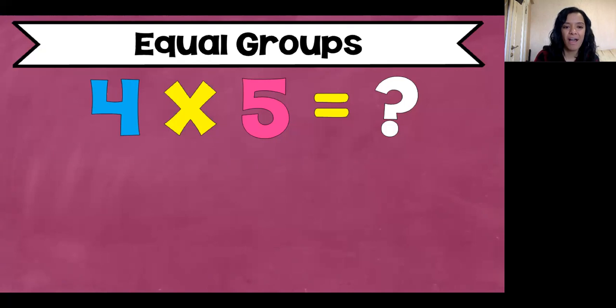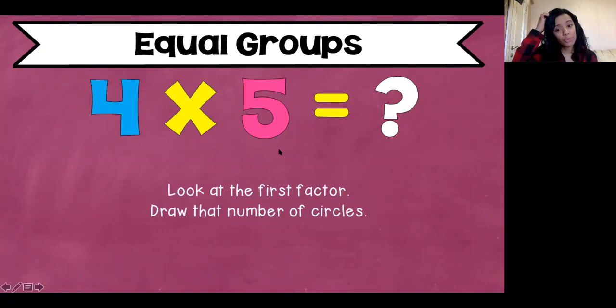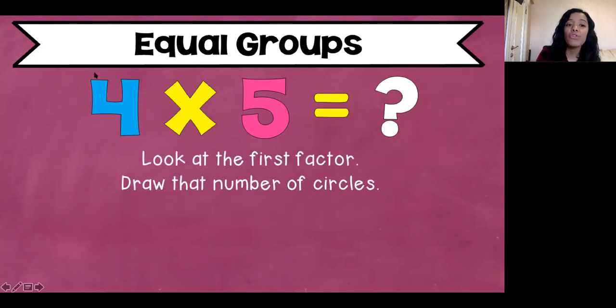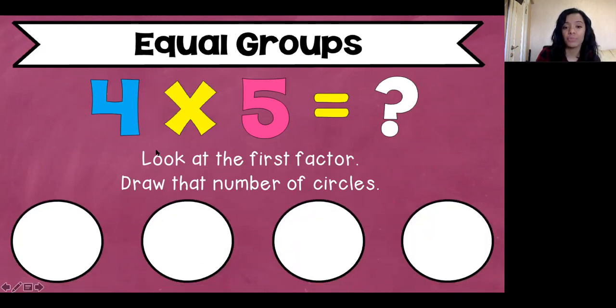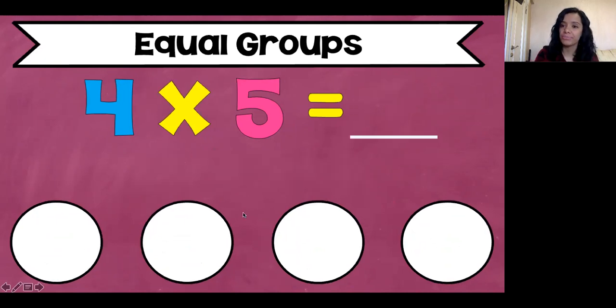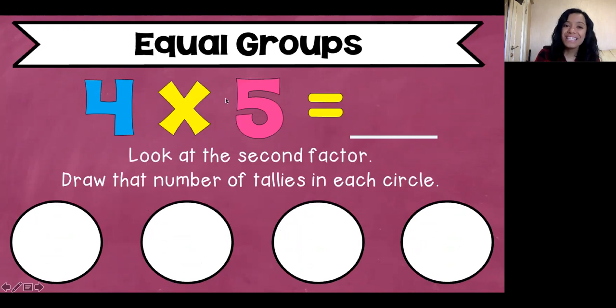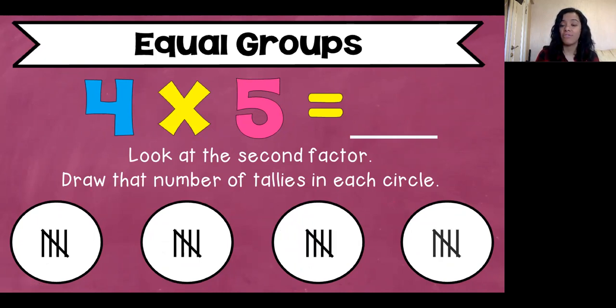So 4 times 5, okay? We're gonna draw equal groups. Remember that we're always going to look for the first number, and you're going to draw that number of circles. 1, 2, 3, 4 circles. Now, how many do we need to draw in each circle? We look at the second number and we need to draw that number in each circle, okay? So we have 4 circles, and now we're going to draw 5, 5, 5, and 5.